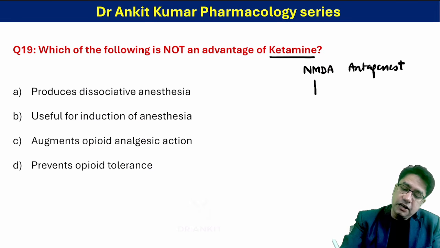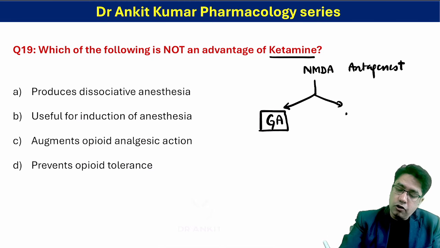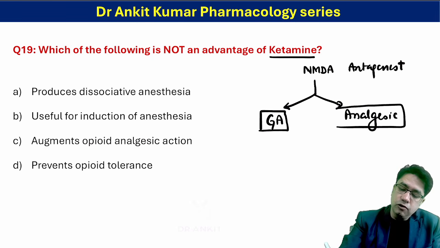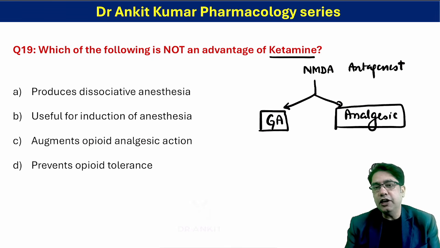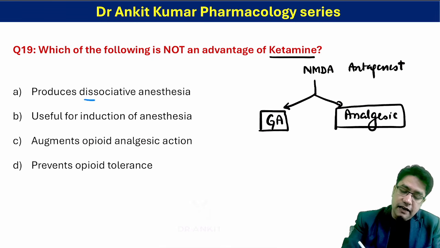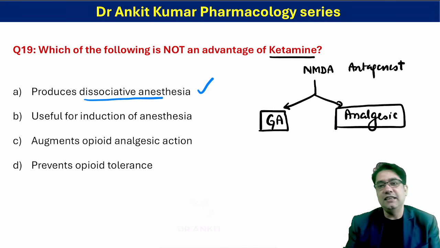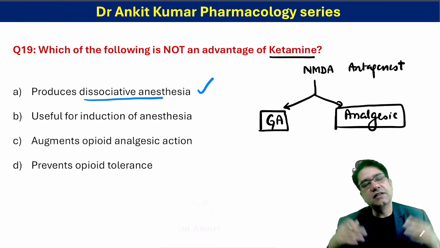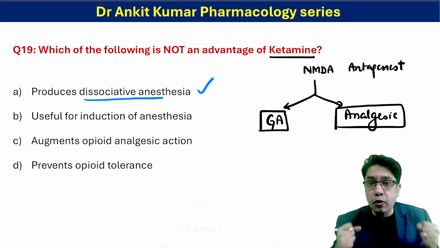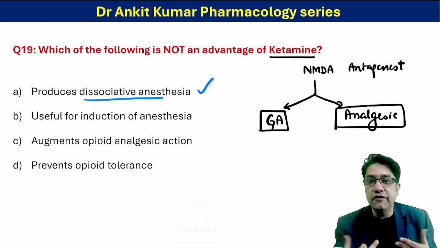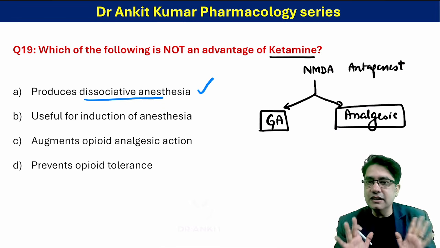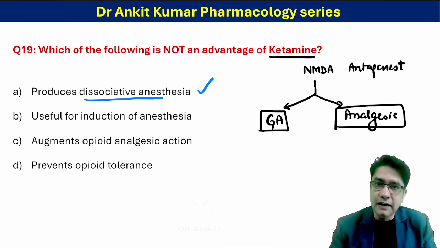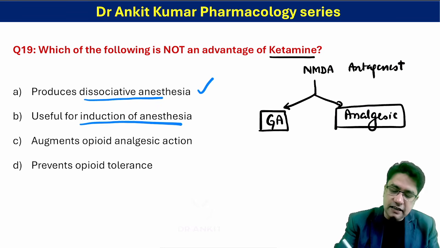Because of brain suppression, it is used as general anesthetic agent, GA, and it also has a very strong analgesic effect. Pain relieving property is also there. Now let's see which type of general anesthesia it causes. It causes dissociative anesthesia. Dissociative means the person will become unconscious, but all the protective reflex like cough, withdrawal reflex are preserved. This is known as dissociative anesthesia. It is used as an induction of anesthesia.